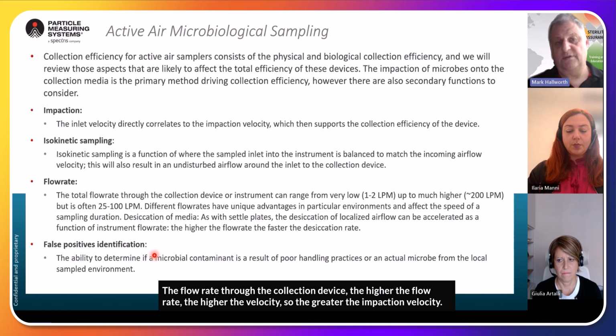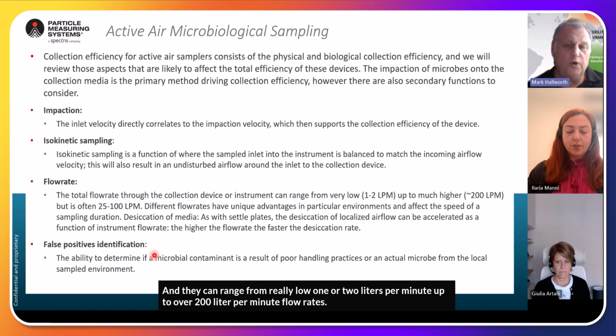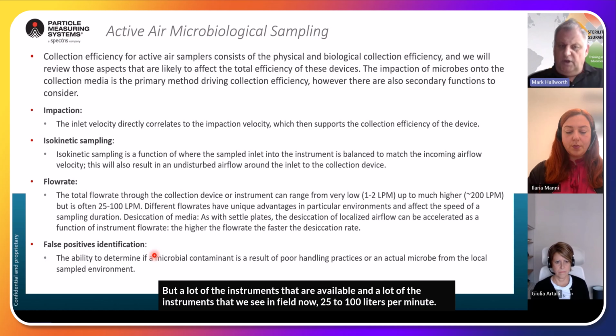The flow rate through the collection device: the higher the flow rate, the higher the velocity, so the greater the impaction velocity. And they can range from really low, 1 or 2 liters per minute, up to over 200 liters per minute flow rates. But a lot of the instruments that are available and that we see in the field now are 25 to 100 liters per minute.